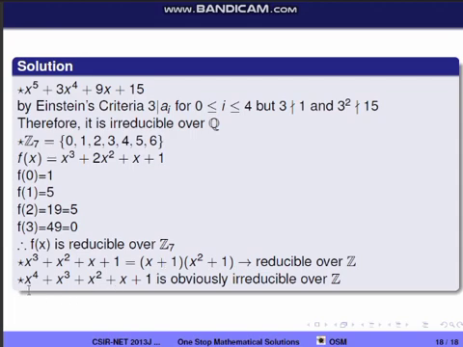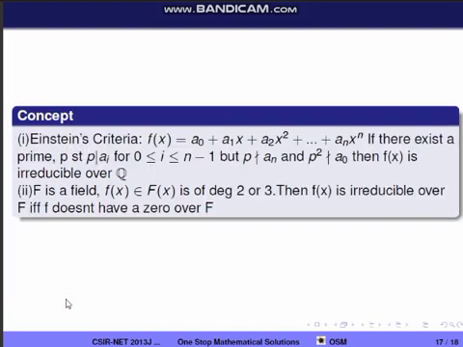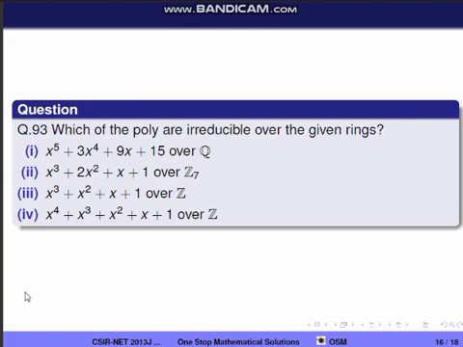Now the last option, x power 4 plus x cube plus x square plus x plus 1. This is obviously irreducible over Z because we cannot pair terms. So now we'll check the correct options. So the correct options are 1 and 4.